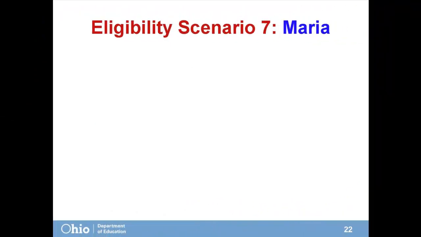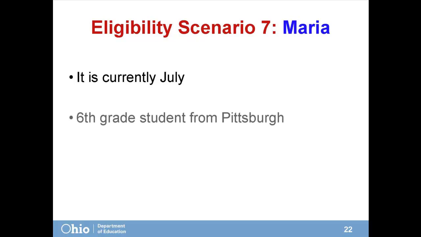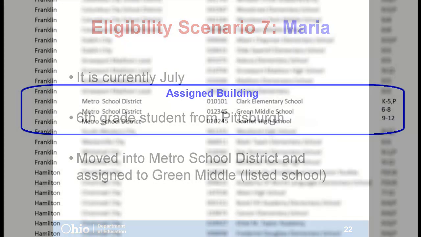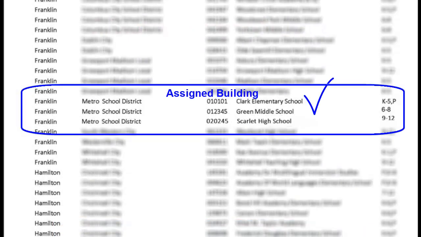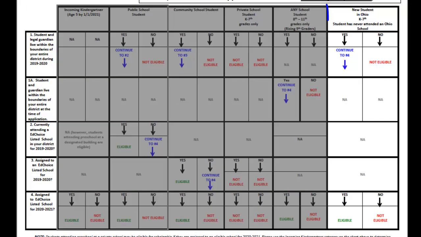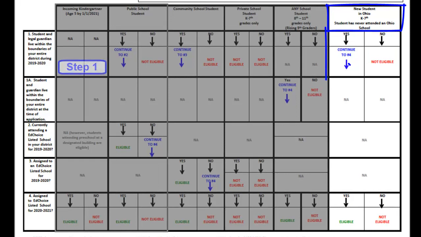Our next scenario takes place in July, and a 6th grade student named Maria has just moved here from Pittsburgh, Pennsylvania. She has lived her entire life in Pittsburgh and finished out this school year as a 6th grade student in Pittsburgh. She and her parents moved into the Metro Public School District in late June of this year. Based on her new address, she will be assigned to Green Middle School for 7th grade. Is she eligible? By reviewing the New Student in Ohio column, we can confirm that she has never attended school in Ohio and has an address that indicates that she would be assigned to attend an eligible school. Therefore, we can be confident that Maria is eligible for an EdChoice scholarship.